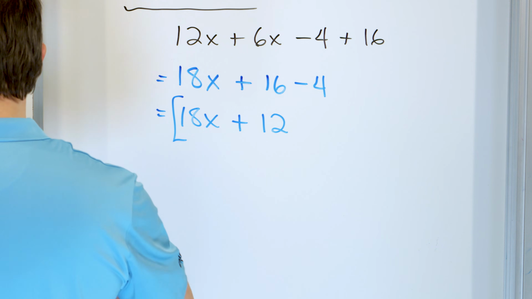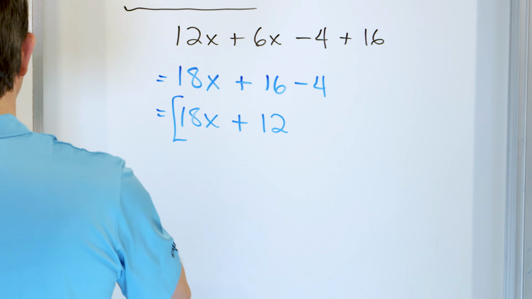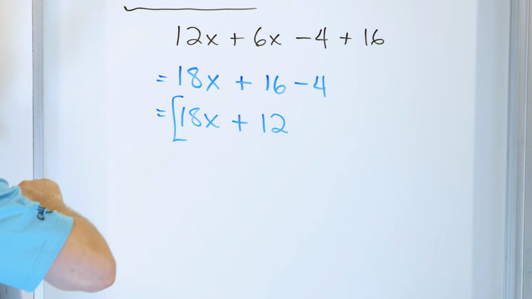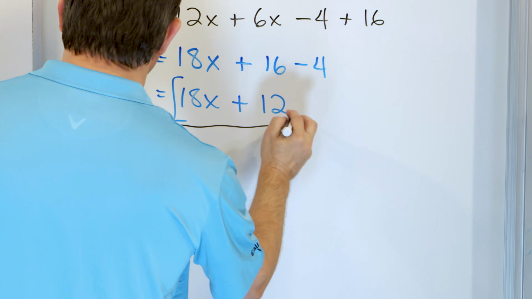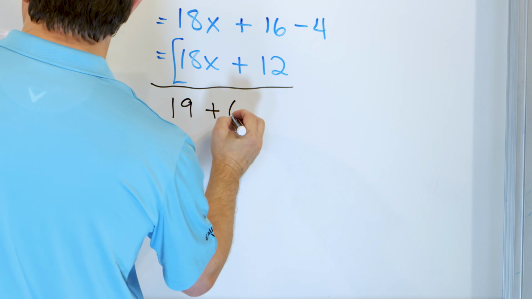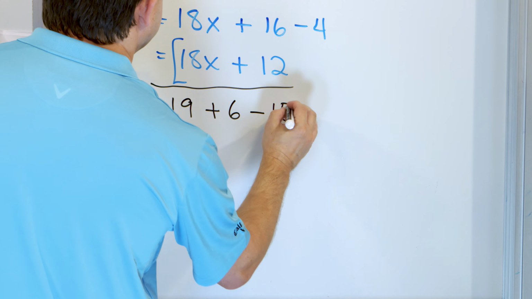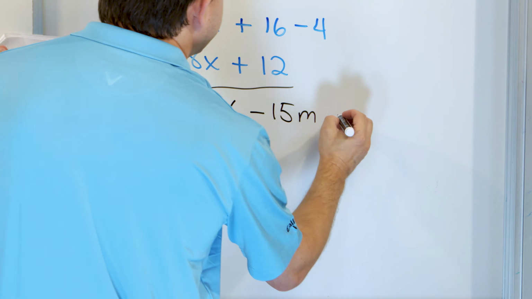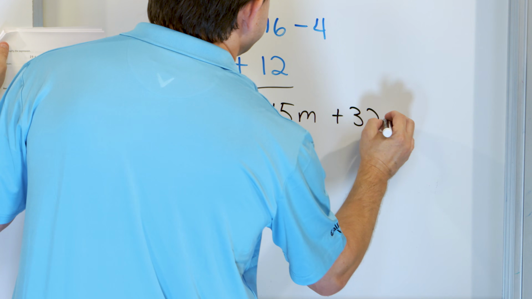All right, we have one more. Let me see how big it is. Maybe we can fit it down here. I think we'll just squeeze it right down here. Let's take a look at 19 plus 6 minus 15 times m. And then we have plus 32m.